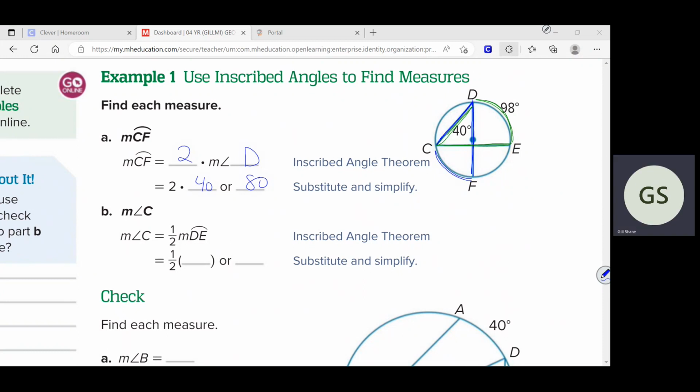So now, measure of angle C. Well, now we're going from the arc to the angle, so we just do the opposite. We know that the measure of arc DE is what? Oh, we write 98. We know to get to the angle that has the same endpoints as the arc, that relationship is to do what? Yeah, multiply by half, divide by 2, same thing. That's it.